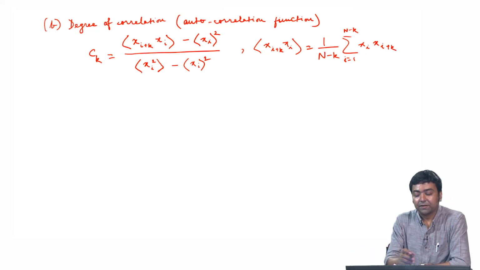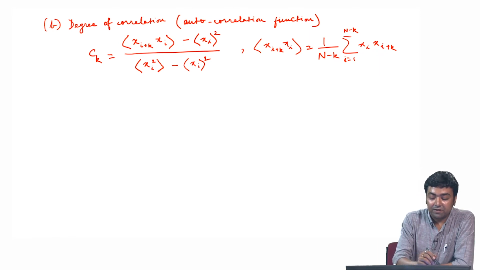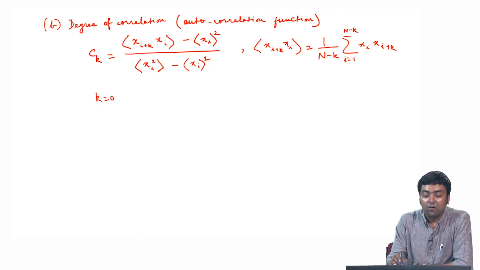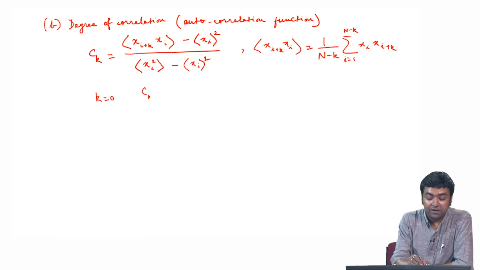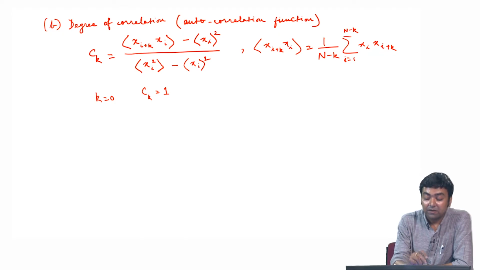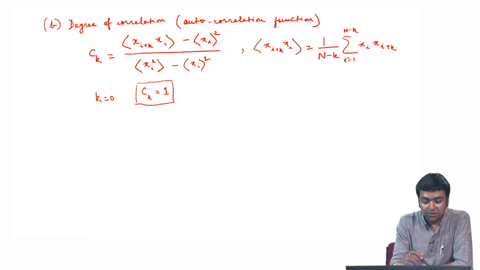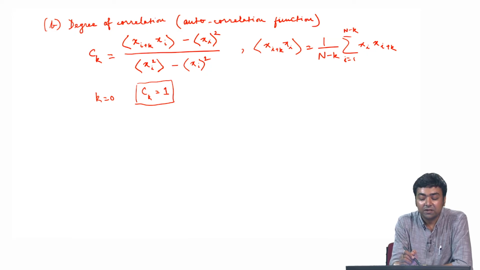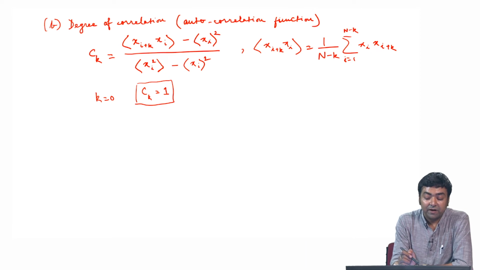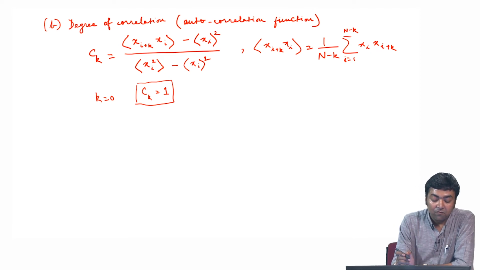Now, if we look at this expression of C k on the right hand side carefully, if we put k equals 0, what you will get is C k equal to 1, because if you put k equals 0, the numerator also becomes the variance, and the denominator we already have as the variance. So basically C k equals 1. For k equals 0, C k equals 1 means the correlation of a number with that very same number, and that, as we expect, is 1.